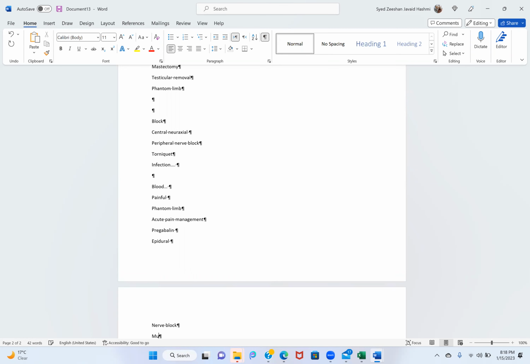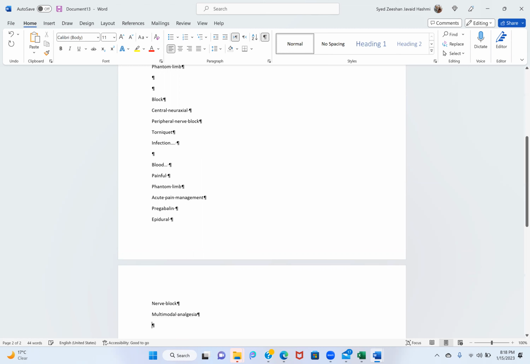Multimodal analgesia. This is my topic of interest, with opioid-free techniques, a lot of things like dexmedetomidine, lidocaine infusion whenever possible, ketamine. And then there is the role of magnesium sulfate, in addition to the normal routine paracetamol, NSAIDs, and opioids, of course, which are not contraindicated.